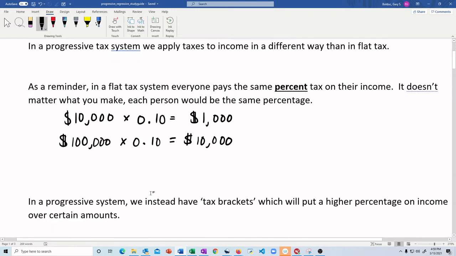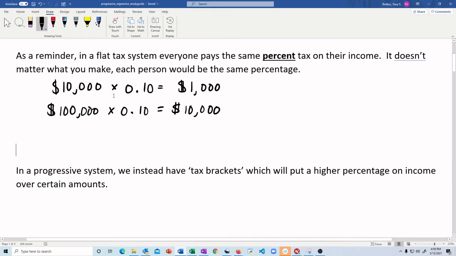A progressive tax system does not have just one flat tax amount like up here. Instead, it gives brackets. Depending on how much you make, you will pay different percentages based on these brackets. Now, the initial way that many people assume it works is that if I make more money and get into a new bracket, all my money is taxed at that higher level. That is not the way the systems we're going to look at work. Federal income tax, as an example, does not work that way.